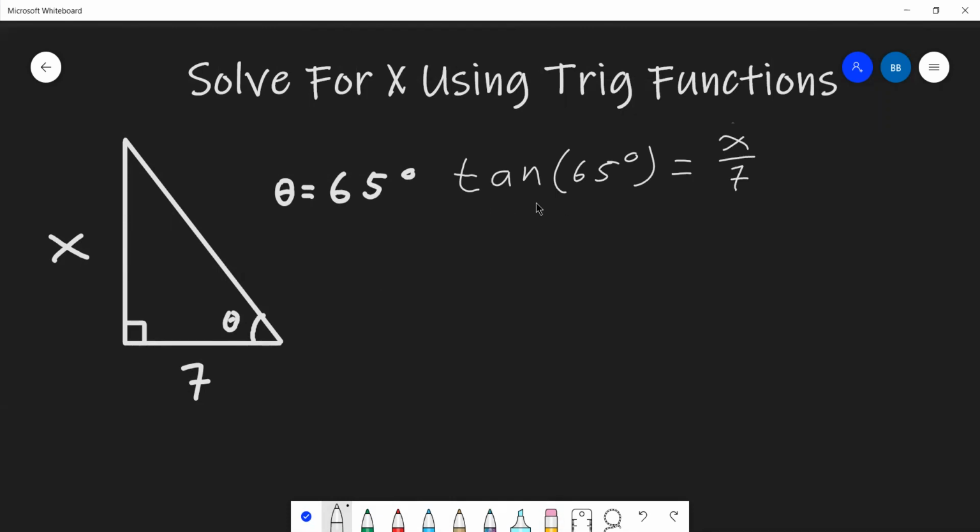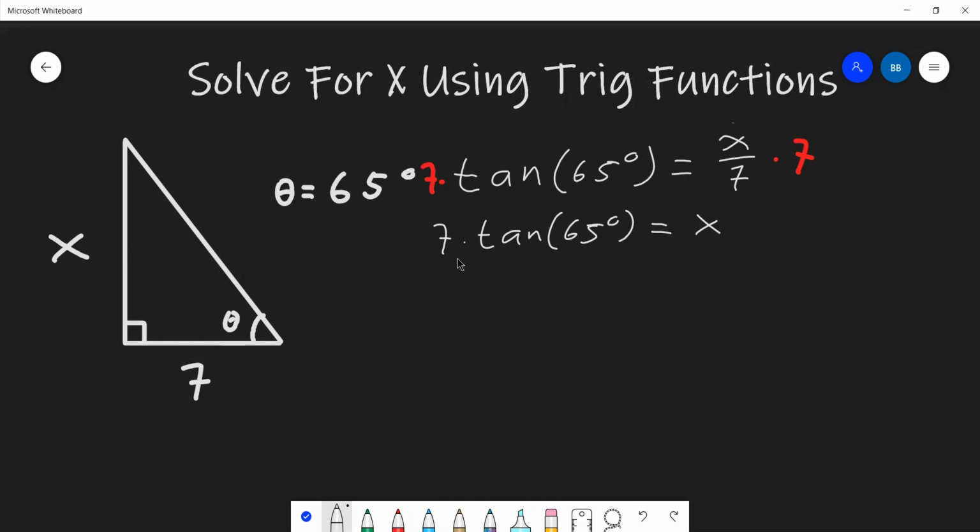And so now you can solve for x as if this were any regular equation. So we will start by multiplying by 7 on both sides. And on the left side, we will have 7 times tangent of 65 degrees is equal to x.